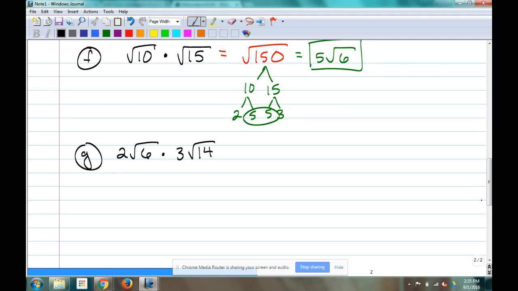Okay, now here we have a couple of them that maybe were simplified beforehand, and then they said, okay, multiply those together, and you got a number on the outside and then some numbers on the inside. So the rule is outside times outside, inside times inside. So we're going to 2 times 3 is 6, and then 6 times 14. Yeah, there's a 14 inside there. So 60 plus 84.